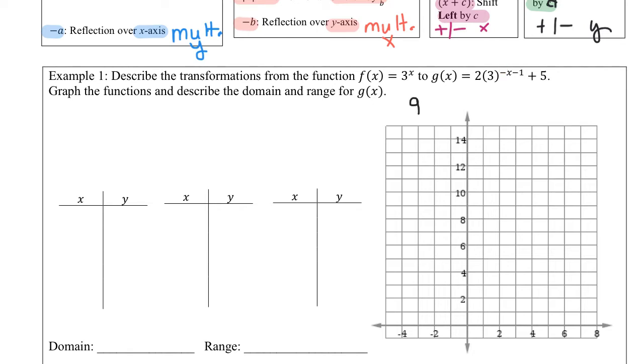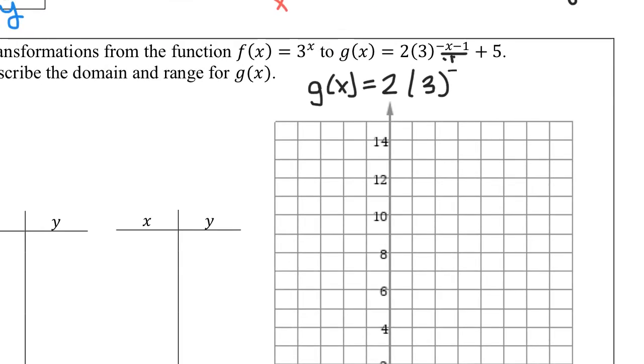So the function I'm actually going to be using is 2 times 3. If I factor out negative 1 from here, because that's what the b value is, my new exponent is really negative 1 times parenthesis x plus 1. Always factor out your b. And then we have plus 5 at the back.